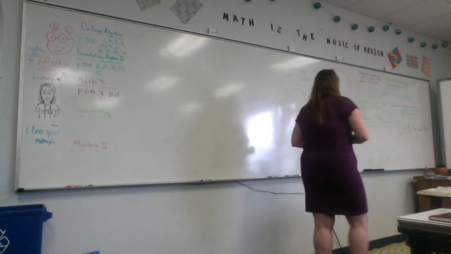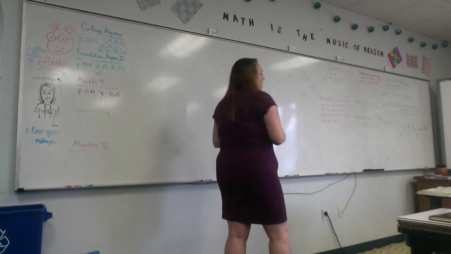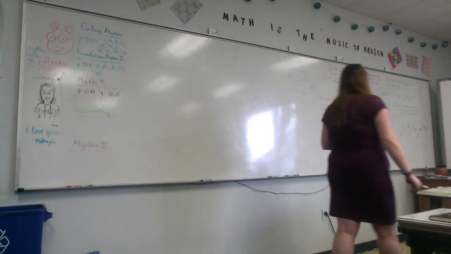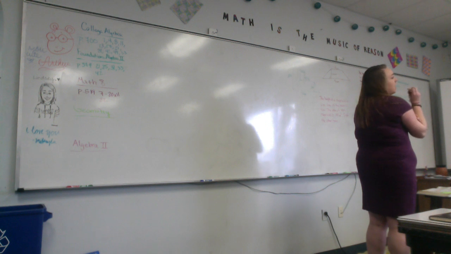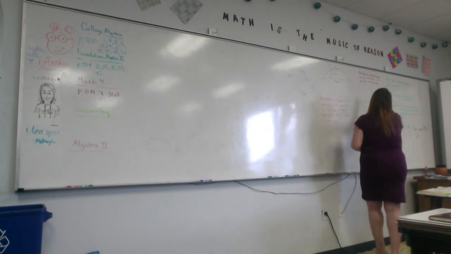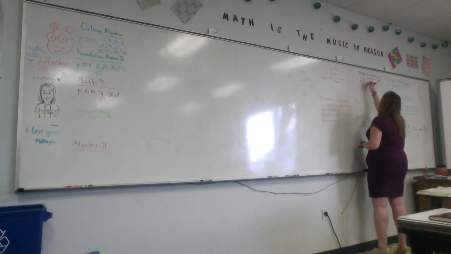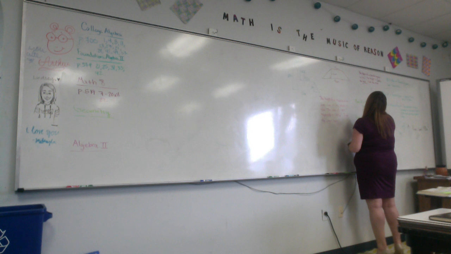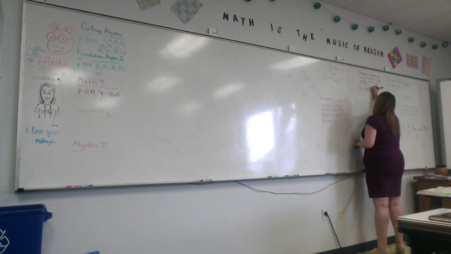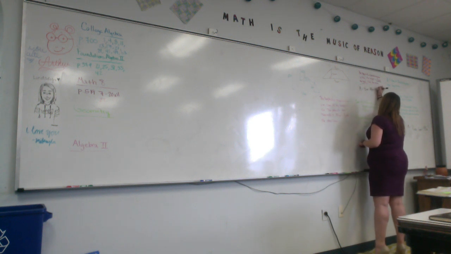The base of a parallelogram is 5 inches. This doesn't have a picture, it just has words. The height is twice the base. Find the area. How do I figure that out? 5 times 10. Why times 10? Because the height is twice the base. The base is 5, and twice 5 is 10. So my area is 5 inches times 10 inches, which gives me 50 inches squared.